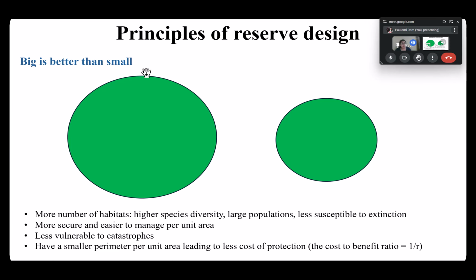Then if you have a larger reserve, they are more secure and easier to manage per unit area than if you have a smaller one, because that's the entire chunk together. They are less vulnerable to catastrophes because they have large buffer zones to mitigate the issue. And they have small perimeter per unit area, leading to less cost of protection. So you also look into the cost perspective, and big reserves have less cost of protection. If you divide it into perimeter per unit area, you will see that the bigger ones have less cost, right?